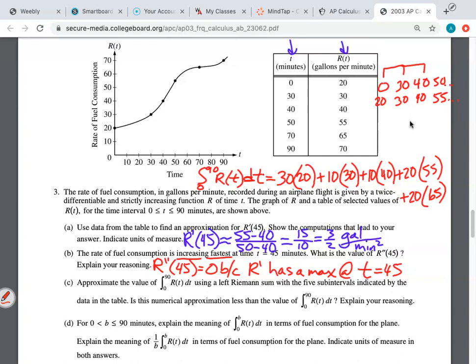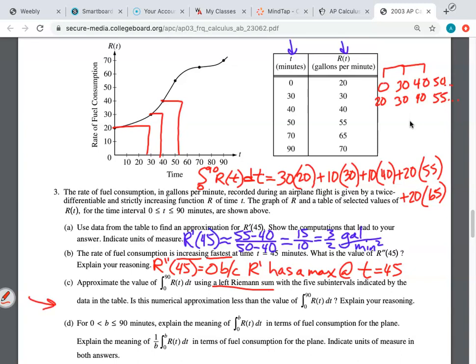All right, is this approximation less than the actual value? Explain your reasoning. We're using left-handed rectangles. This is a left Riemann sum. So when you're using left-handed rectangles on an increasing function, they're all going to be below the graph. So your answer to this second part, I'm going to put it down here.